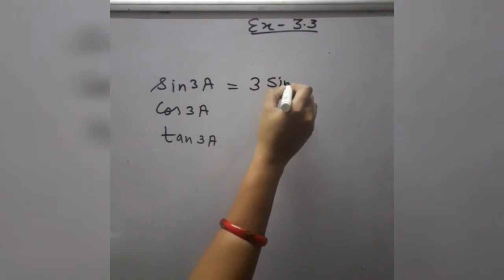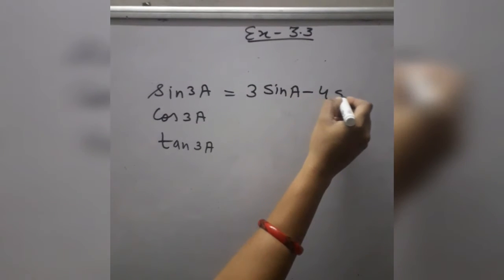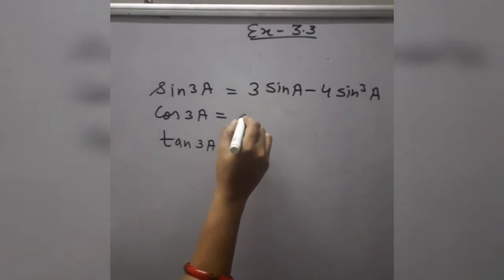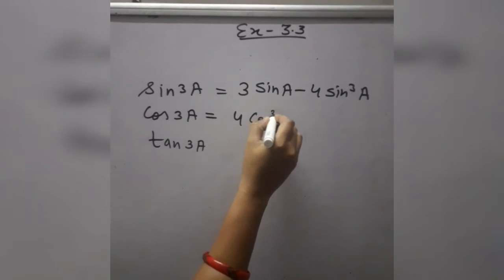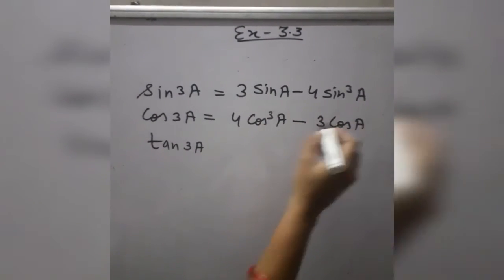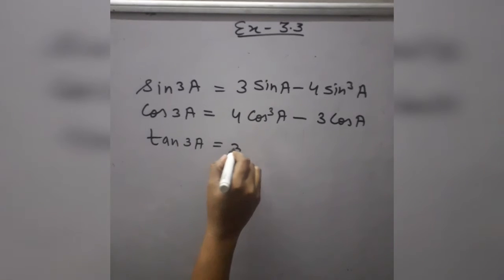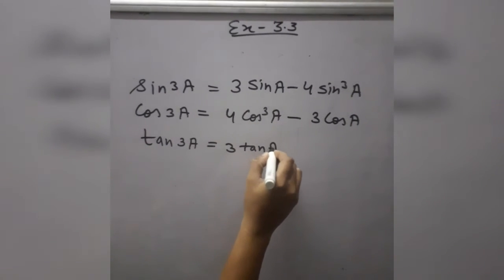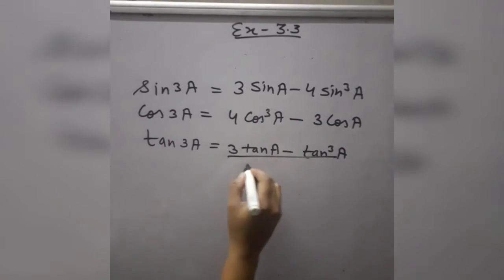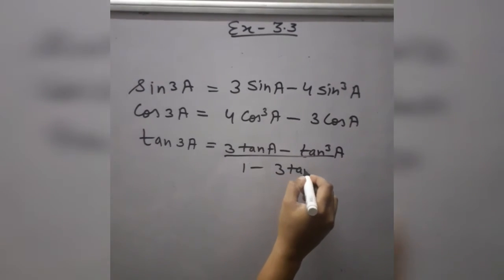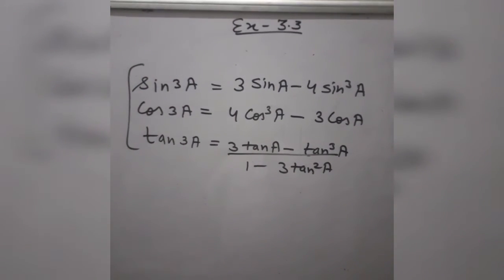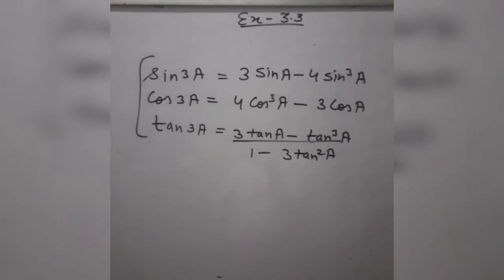Sine 3A is equal to 3 sine A minus 4 sine cube A. Next formula, cos 3A is equal to 4 cos cube A minus 3 cos A. And the formula for tangent 3A is 3 tangent A minus tangent cube A divided by 1 minus 3 tan square A. These are the three formulas for sine 3A, cos 3A and tangent 3A.